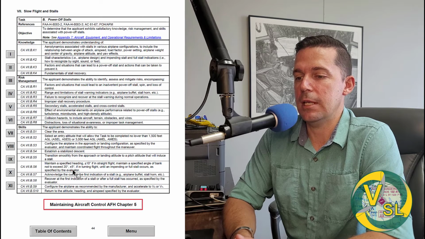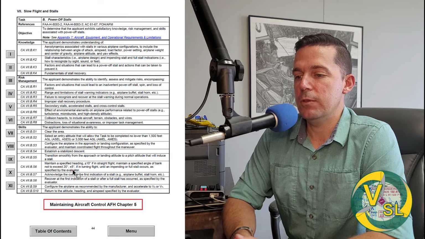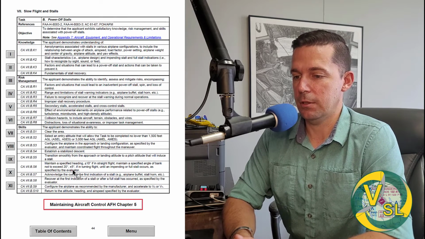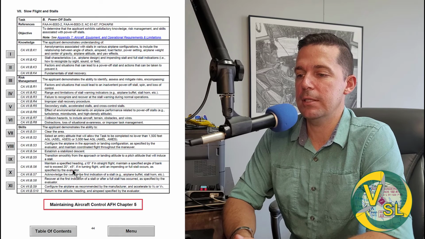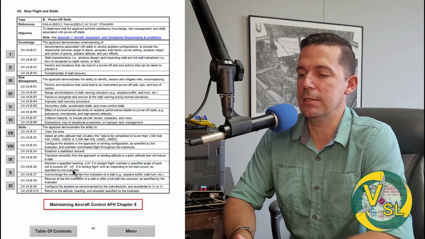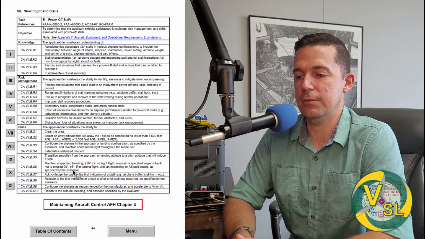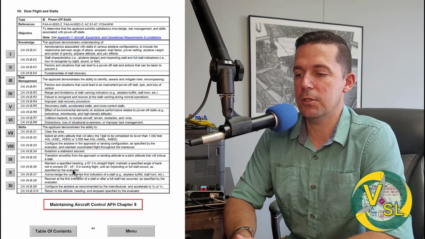Skill 4, establish a stabilized descent. Skill 5, transition smoothly from the approach or landing attitude to a pitch attitude that will induce a stall. Skill 6, maintain a specified heading plus or minus 10 degrees if in straight flight. Maintain a specified angle of bank not to exceed 20 degrees plus or minus 5 degrees if in turning flight, until an impending or full stall occurs as specified by the evaluator. Skill 7, acknowledge the cues of first indication of stall.